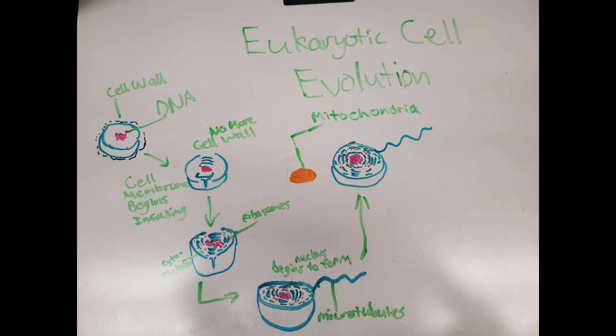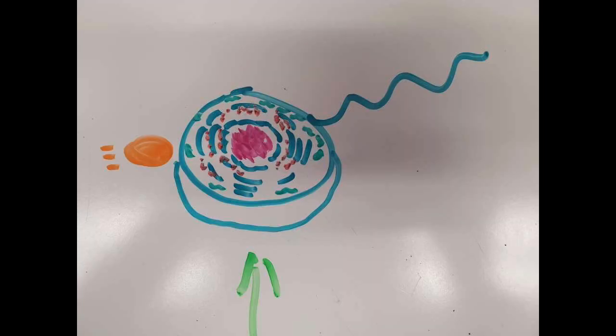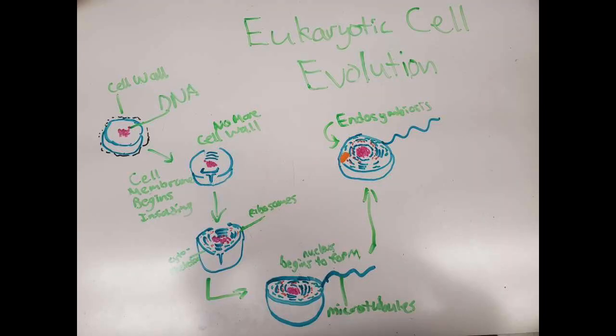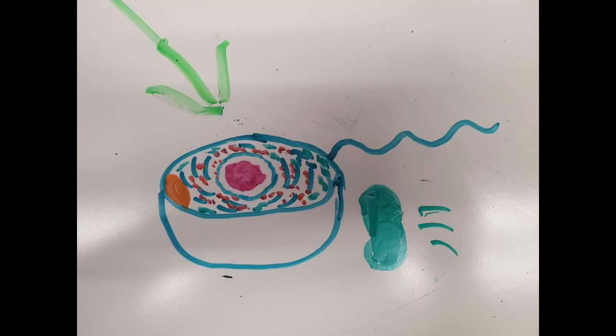The previously mentioned cytoskeleton has created a microtubule, and the cell begins its process to integrate a mitochondria into its system. Through the process of endosymbiosis, the mitochondria is able to be made in the cell with a proteobacterium. Voila! The mitochondria is now in the cell.